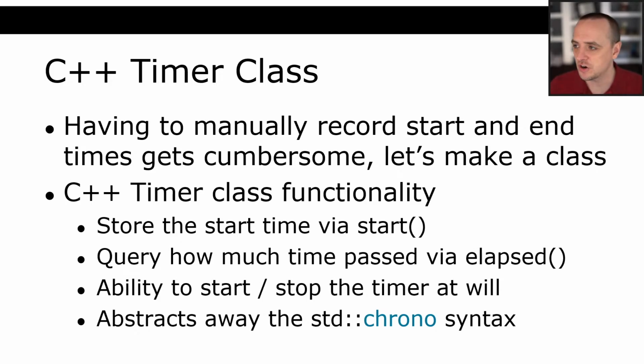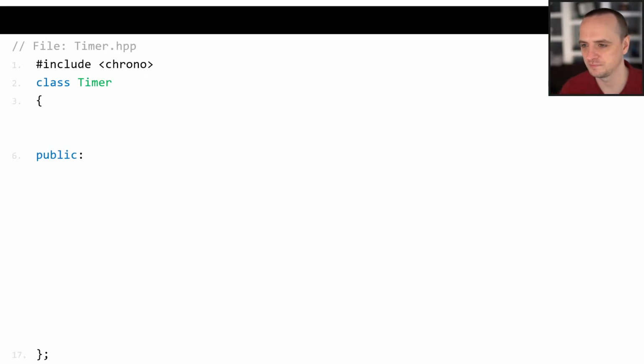So the functionality that we are going to have in this C++ timer class is going to store the start time whenever we call the start function. We're going to be able to query how much time has passed since we called start with elapsed. And we are going to have the ability to start and stop the timer at will. And what this does is abstract away the standard chrono syntax, which is, as you will see, incredibly verbose. So standard chrono is great. It gives us a lot of functionality built right into C++, but it's pretty verbose. So we'll see exactly how verbose.